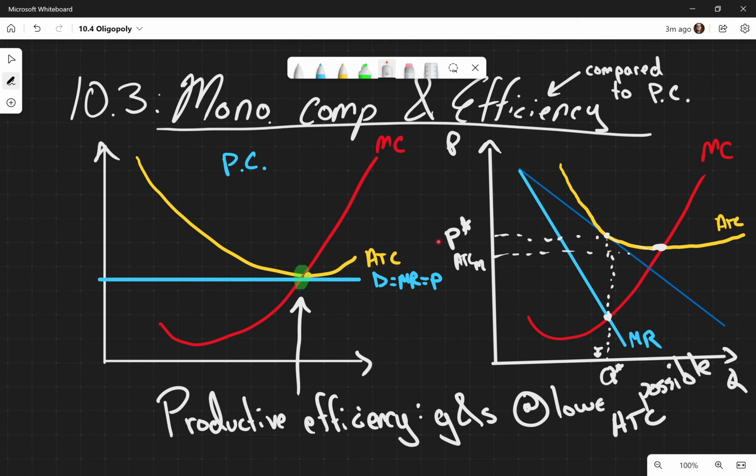But yeah, so in both cases, they're making zero economic profits. But in the monopolistic competition situation, the price is going to be higher. And so this, we're going to say, is not productively efficient. So the long-run equilibrium in the monopolistic competition world is not productively efficient, whereas the long-run outcome in the perfectly competitive world is productively efficient. Questions on that? Good discussion.